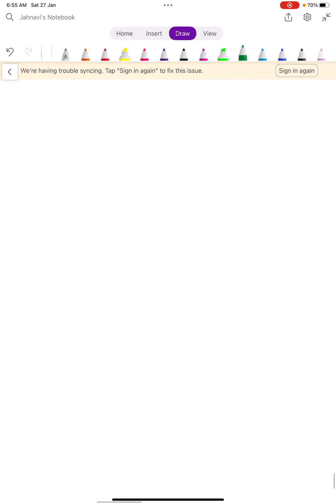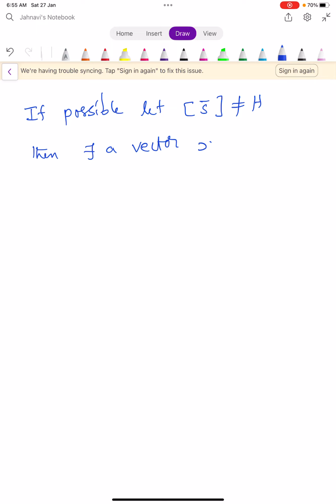To prove this, assume the contradiction. If possible, let box S bar not equal H. Then there exists a vector x belongs to H and x does not belong to box S bar. Box S bar not equal to H means there must be an element in H which does not lie in box S bar.